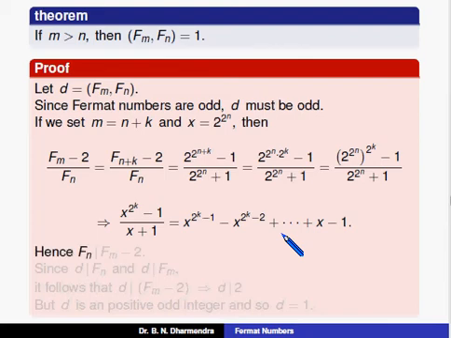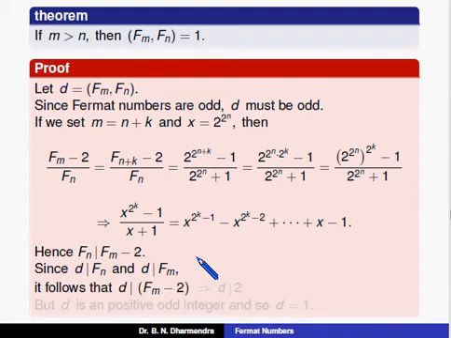Definitely fn divides fm minus 2. So the polynomial equation is in terms of integers. Therefore definitely fn divides fm minus 2. Now consider the GCD of fm and fn to be d, which implies d divides fm and also d divides fn. Therefore, since d divides fn and d divides fm, it follows that d divides fm minus 2.